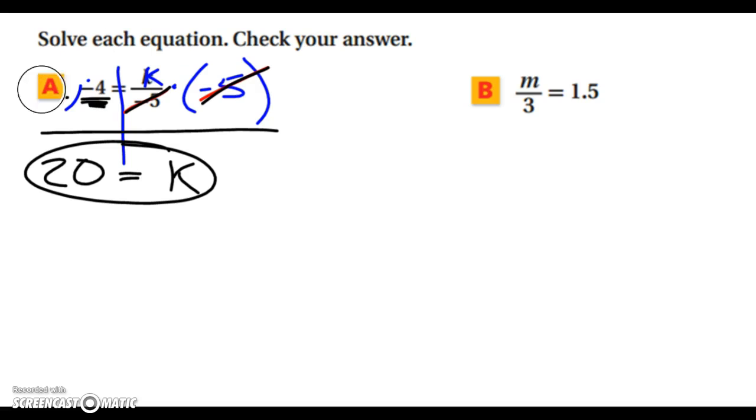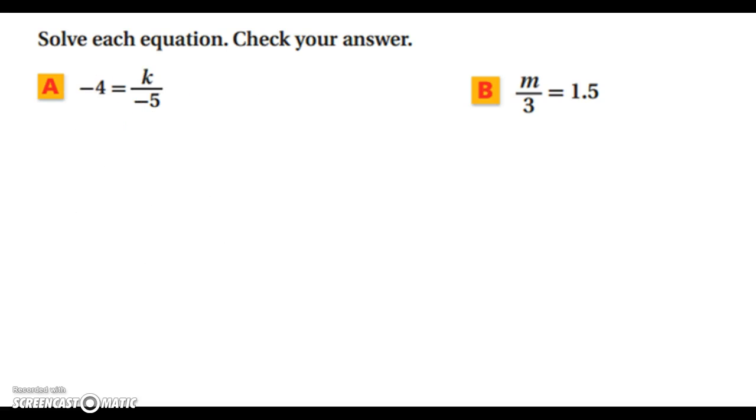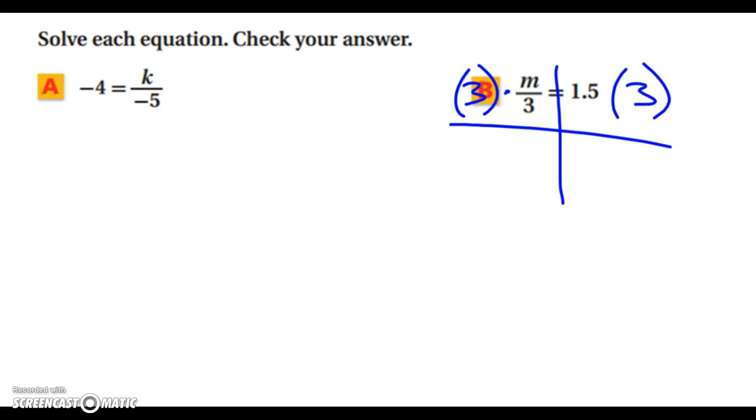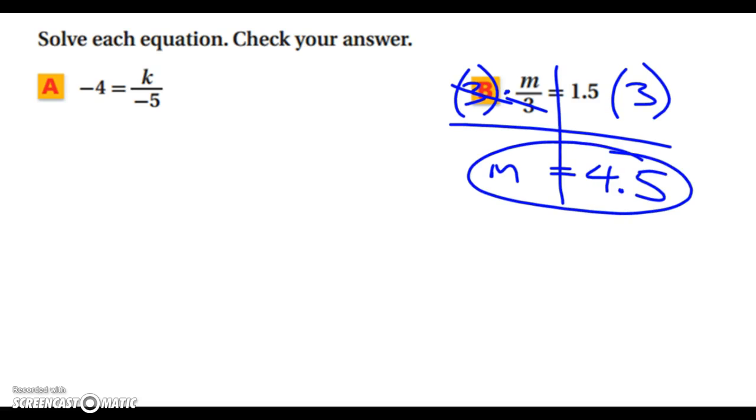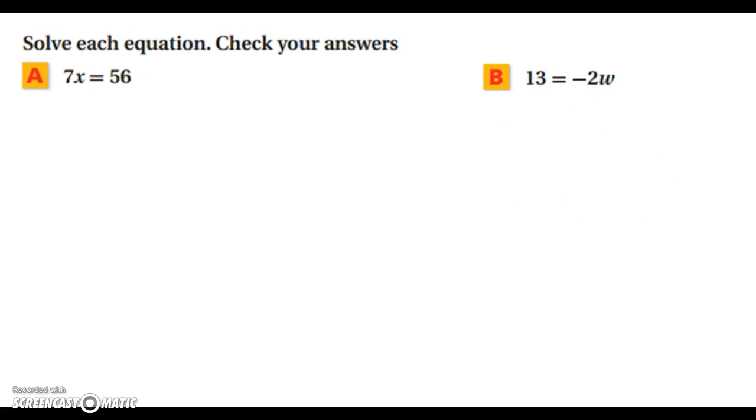Letter B, I think it's the exact same procedure. I would multiply both sides here by 3, since M is being divided by 3. And that would cancel, M equals 4.5. There we go. Okay. So that's what's happening when variables are being divided by something. We multiply to solve for it.